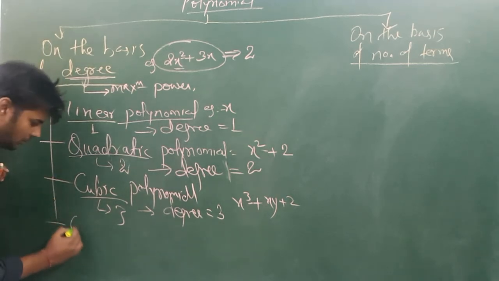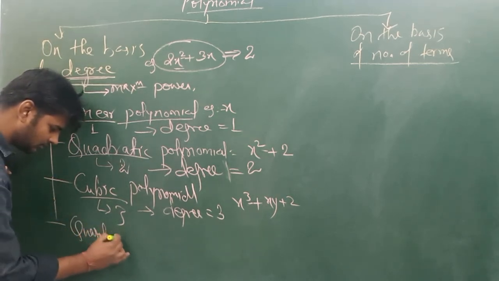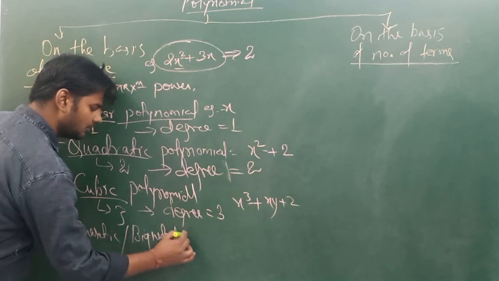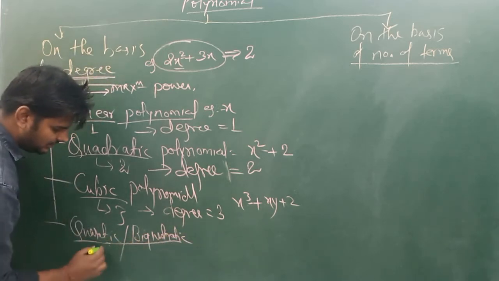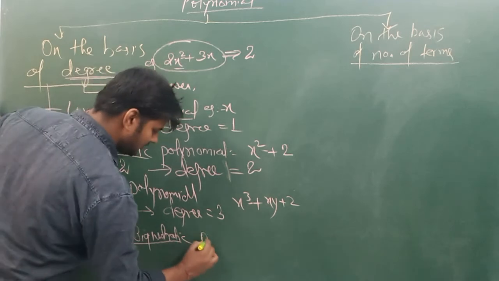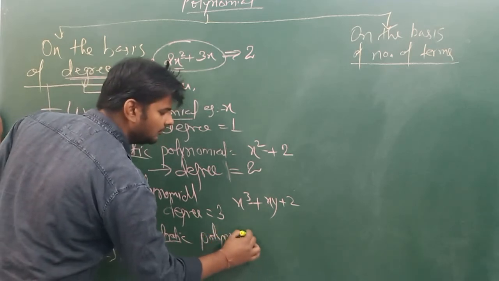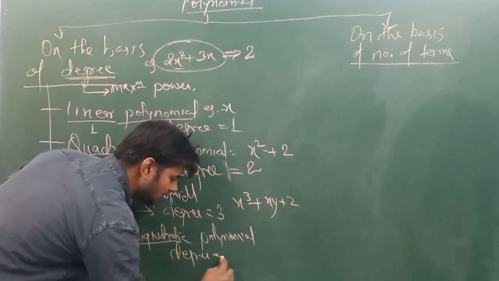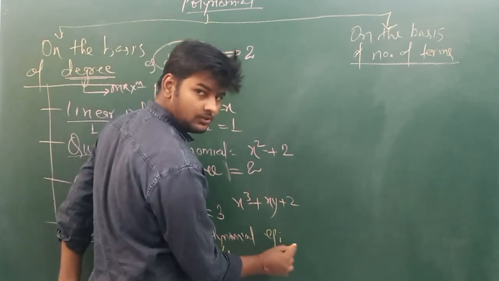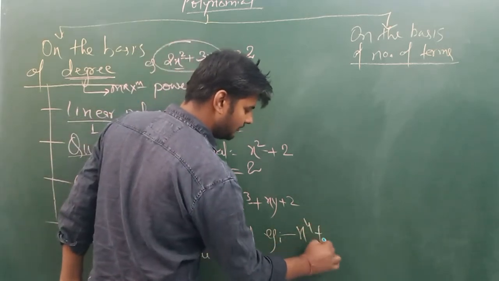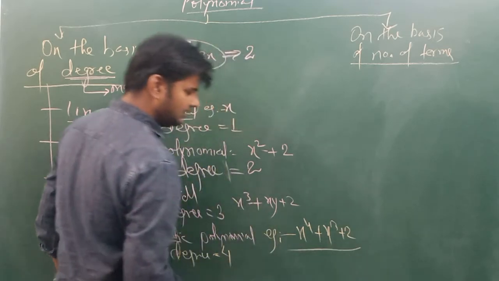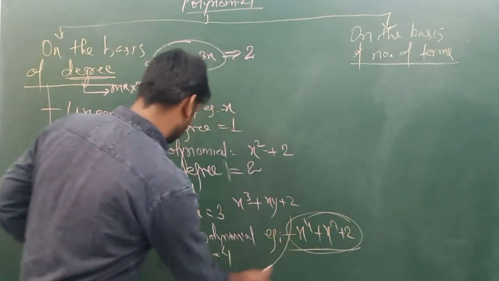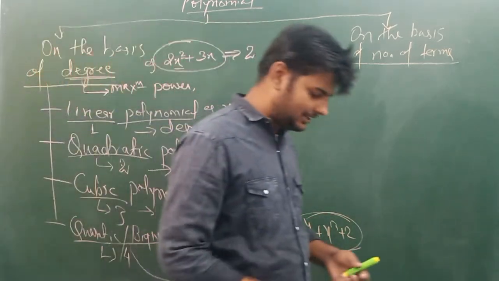The fourth one is quartic or biquadratic polynomial. Quartic or biquadratic represents 4. Here degree is equal to 4. For example, x to the power 4 plus x cube plus 2. Here we see that the maximum power of x is 4. So we can say that this expression is a quartic or biquadratic polynomial.